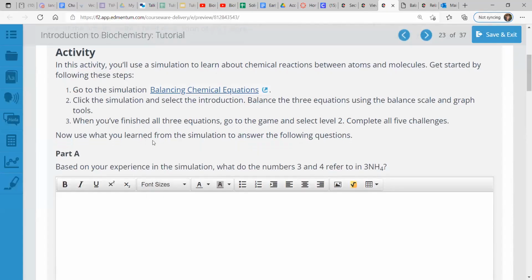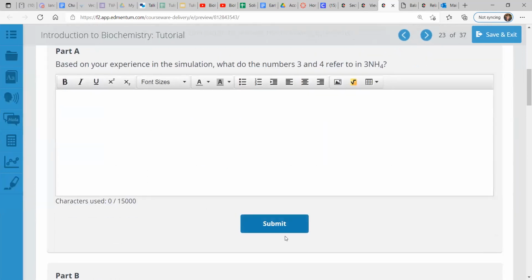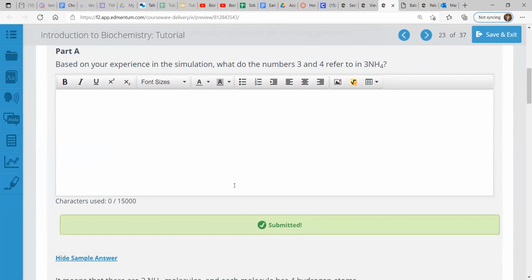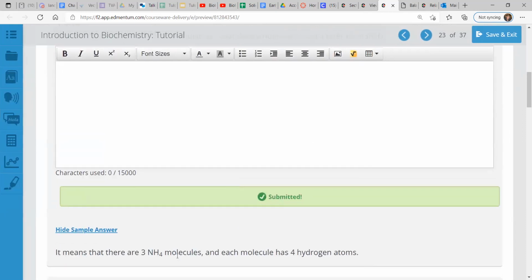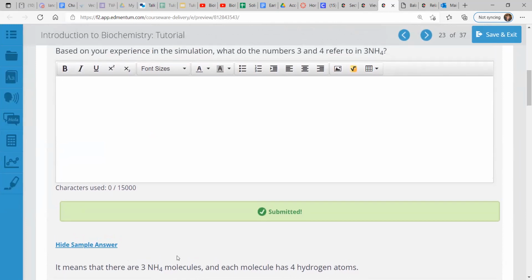It says we can go to the game and select level 2. I'll wait and answer some of these questions with you. Based on your experience in that simulation, what do the numbers 3 and 4 represent in 3NH4? Well, that first number is the number of molecules. There are 3 molecules, and within each of those molecules, there are 4 hydrogen atoms.